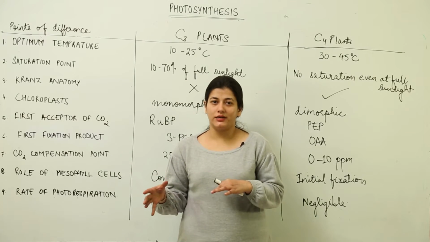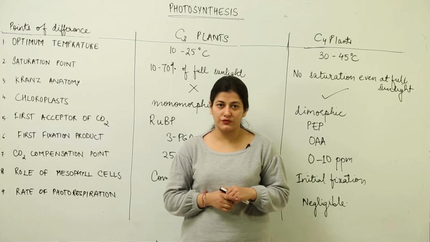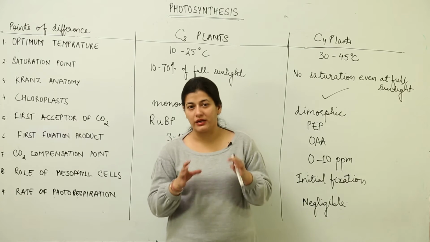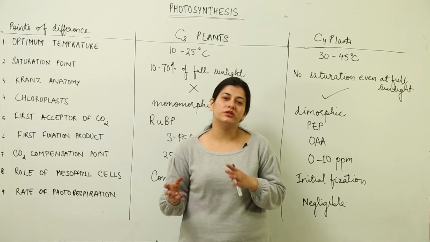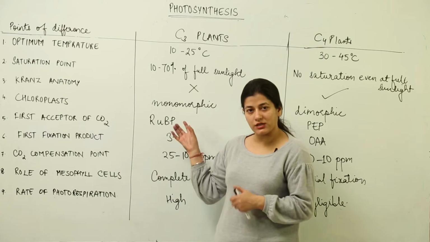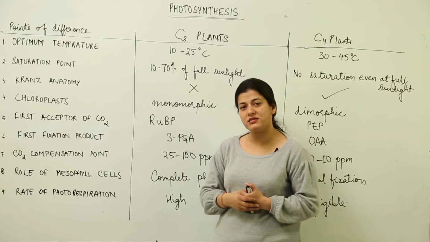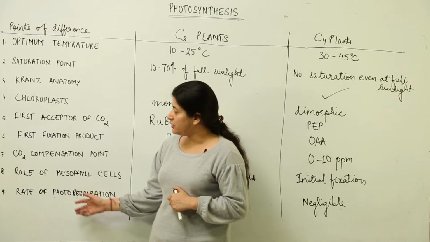Now that we know that there is a difference between the anatomies and the functions of C3 and C4 plants, we are well aware of what it is. Let's have a comparative account of both these plants, and we have a list of points of differences, and we are going to see how C3 and C4 plants vary in those points of differences. So I have a list of 9 points of differences.